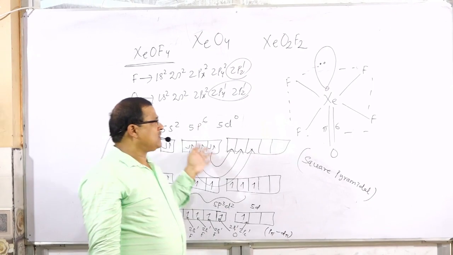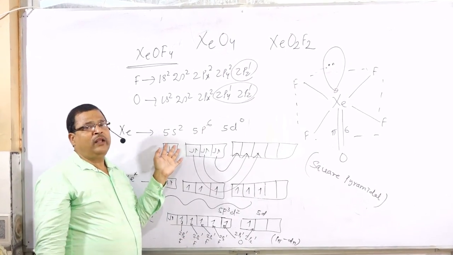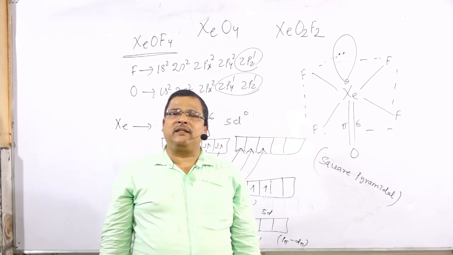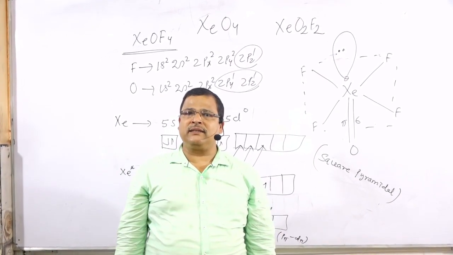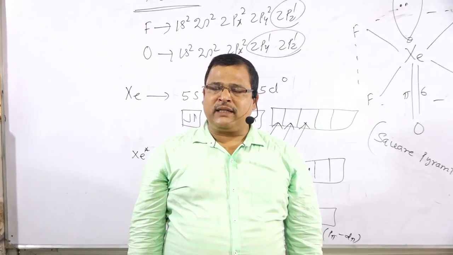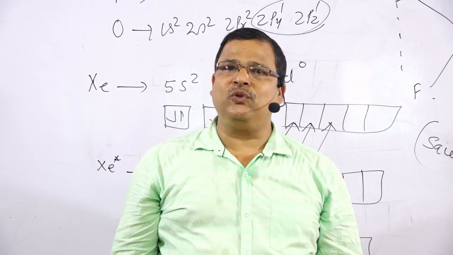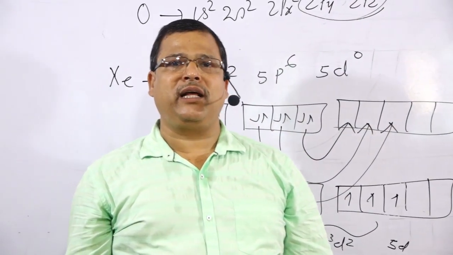We have given the structure for these compounds, and today we are able to finish group 18 elements, that is noble gases, inert gases, the last group of the periodic table.